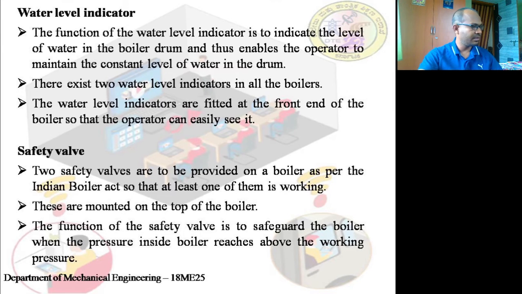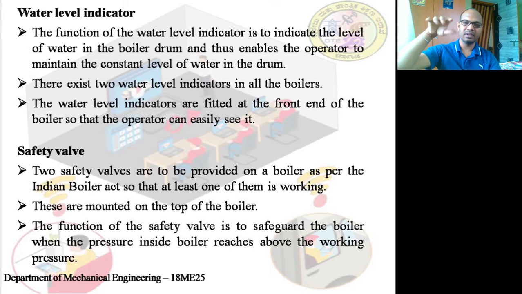Then the safety valves. Two safety valves are always to be provided in the boiler as per the Indian Boiler Act. There is one Indian Boiler Act standard. According to that, there should be two safety valves, so that at least one of them is working. The same thing as we do in the water level indicator. These are mounted on the top of the boiler.